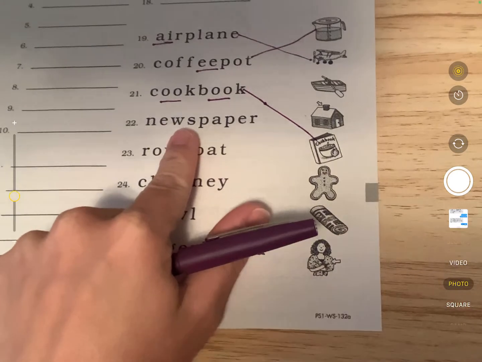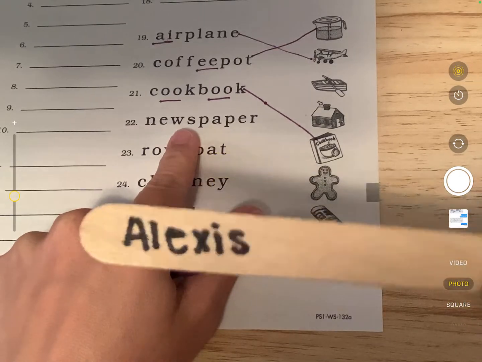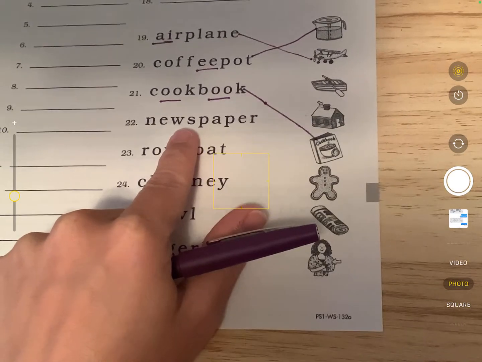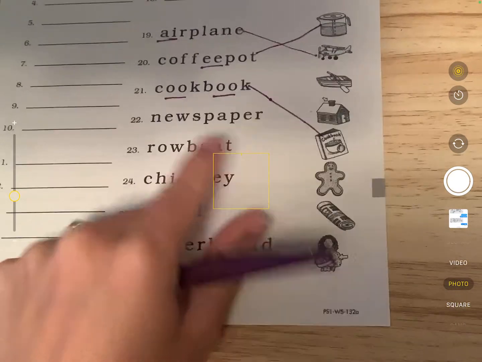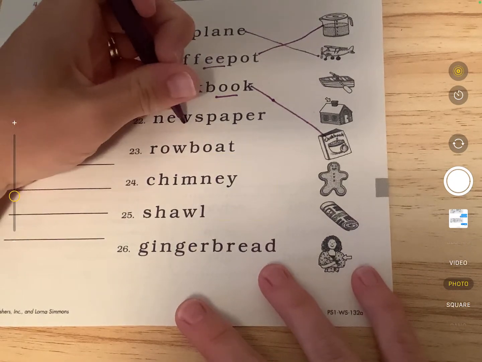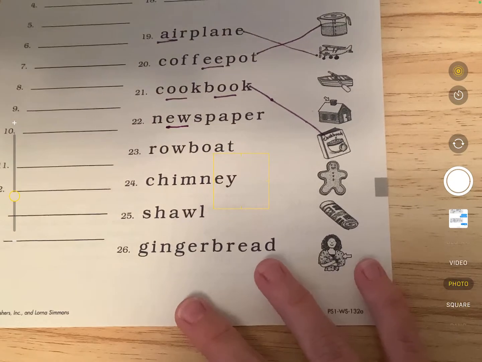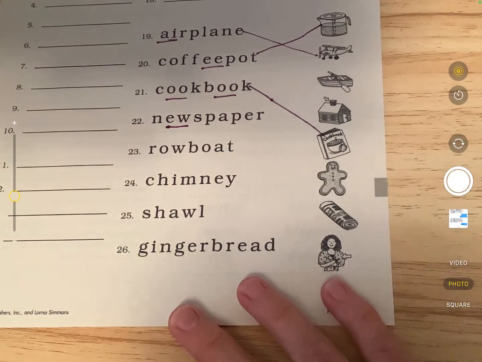Alrighty, moving on. Number 22. Alexis, I'm going to tell you where the digraph is, and you're going to repeat the sound after me, okay? So EW is a vowel digraph, and it says ew. Can you say ew?